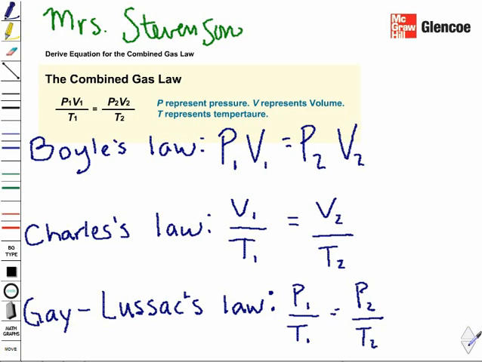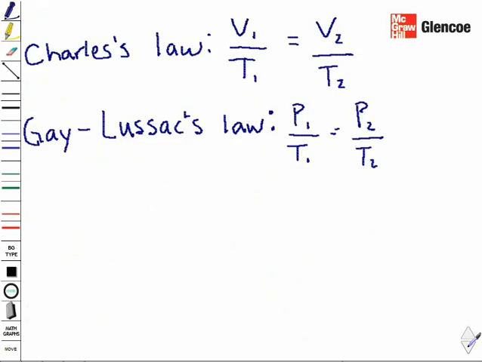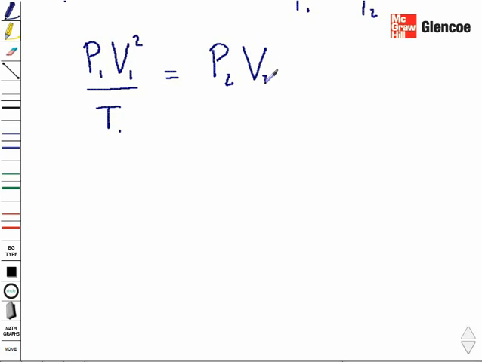And when you want to do this, the first thing you want to do is multiply Boyle's law by Charles' law. And when you do that, you get P1 V1 squared over T1 is equal to P2 V2 squared over T2. Again, we multiplied Boyle's law and Charles' law.